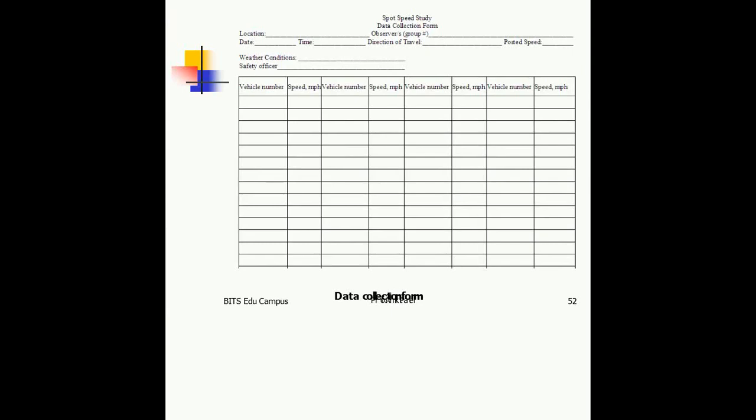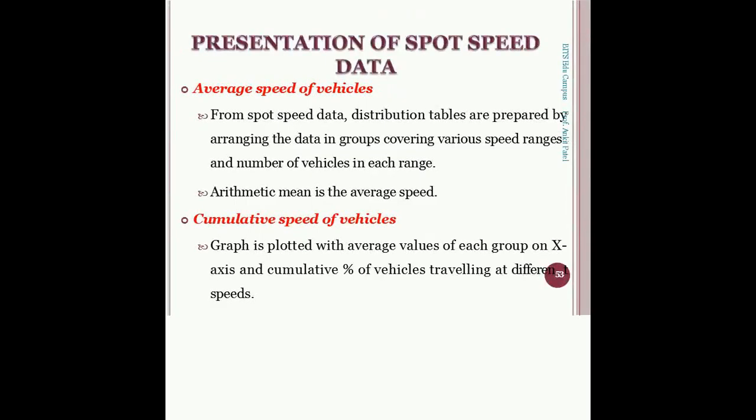This is the format table for calculating speed on existing roads. Presentation of spot speed study or spot speed data. First of all, the basic common type is the average speed of vehicles. From spot speed data, distribution tables are prepared by arranging the data in groups covering various speed ranges and the number of vehicles in each range. Arithmetic mean is the average speed.